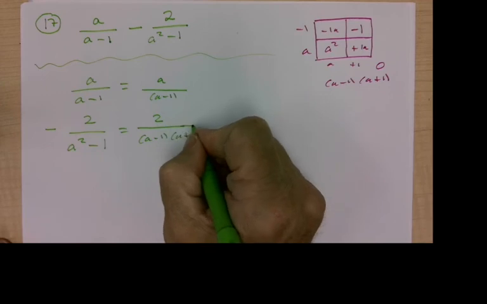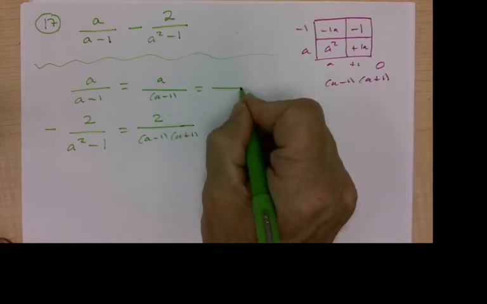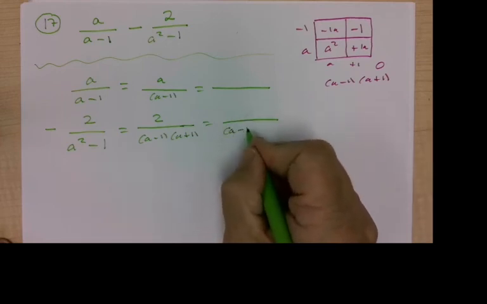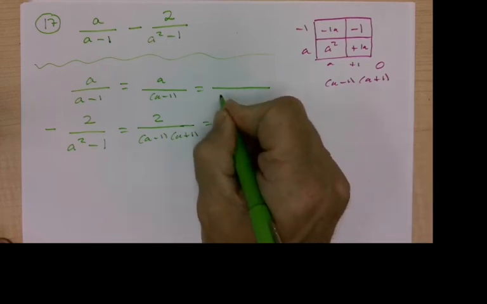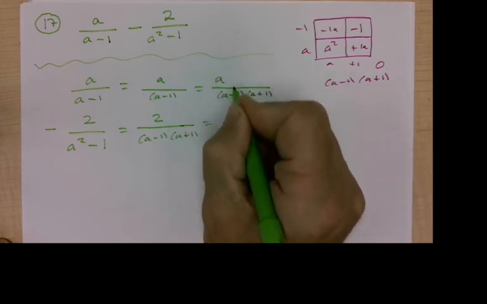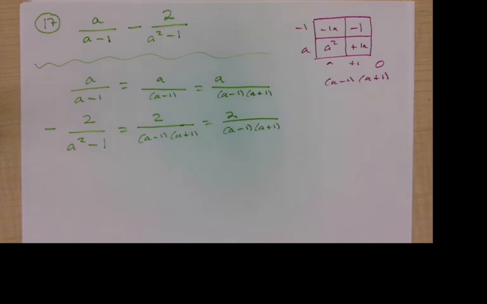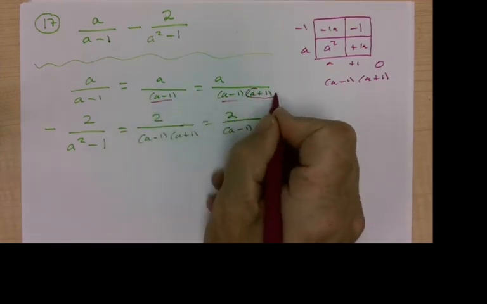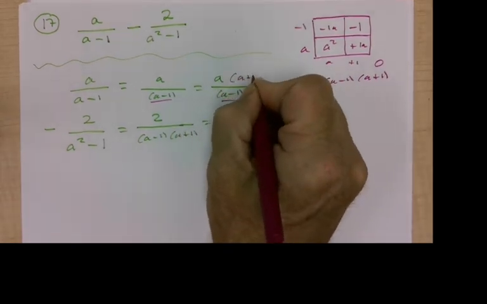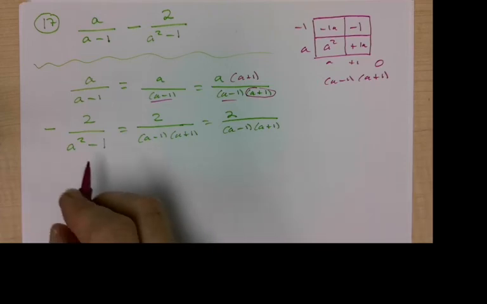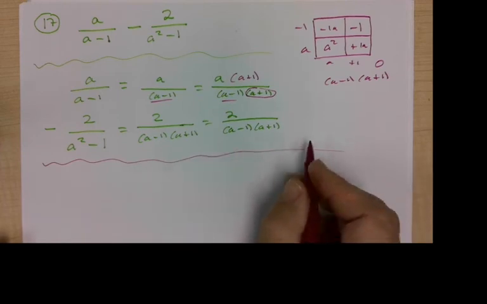So I want to build a common denominator, which will be (a - 1)(a + 1). I have the a that was there before, I have the 2 that was there before. Now I look to see what's new. a - 1 was there before, a + 1 is new on the bottom, so I've got to put an a + 1 on the top. Nothing was new on the bottom here. So where are we now? I've built a common denominator.